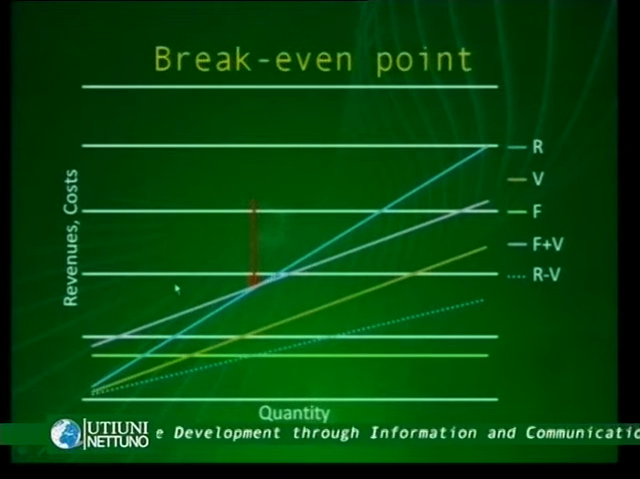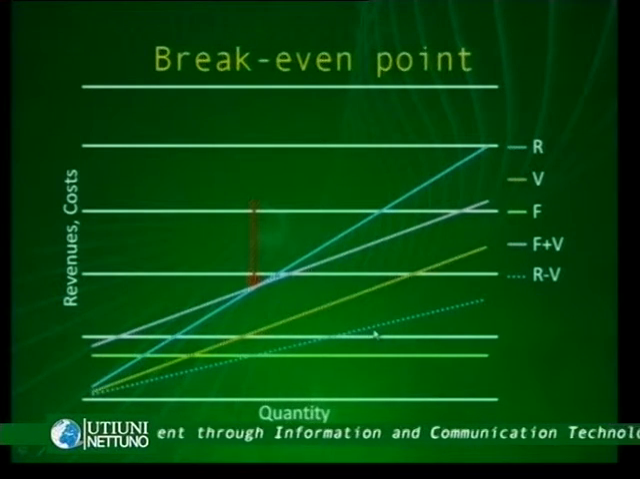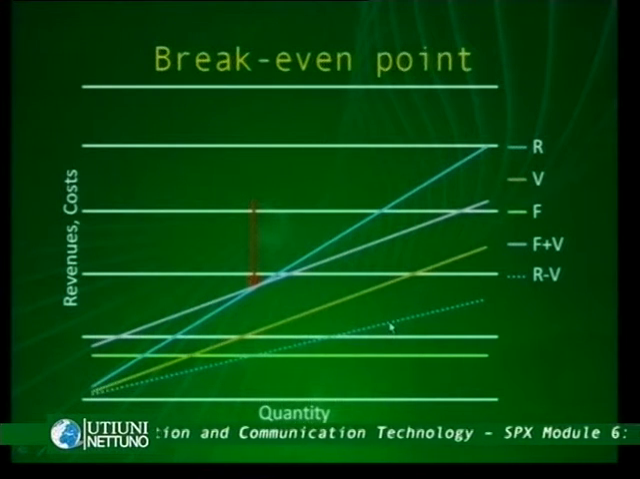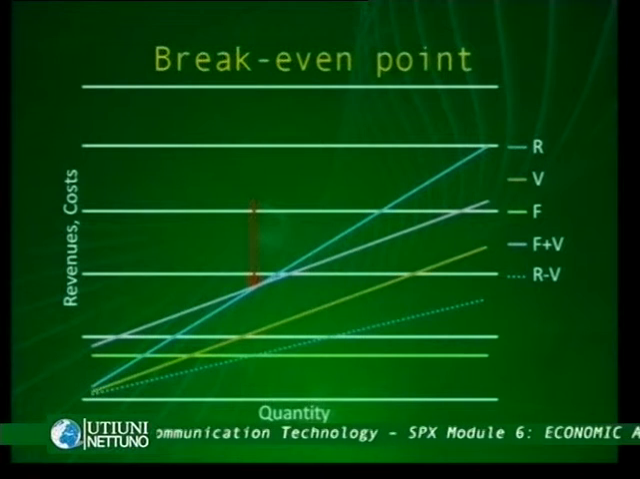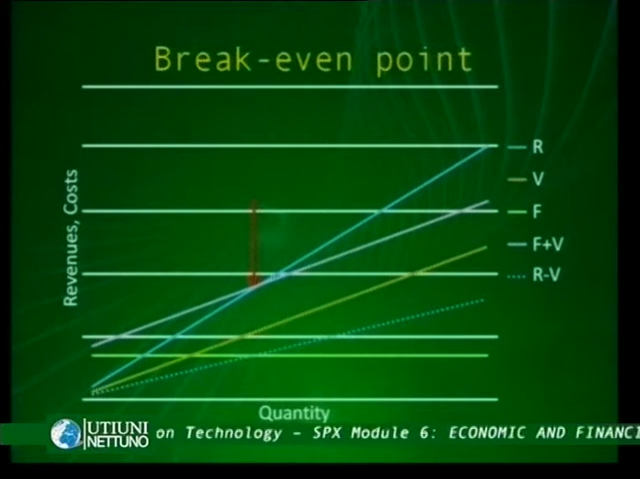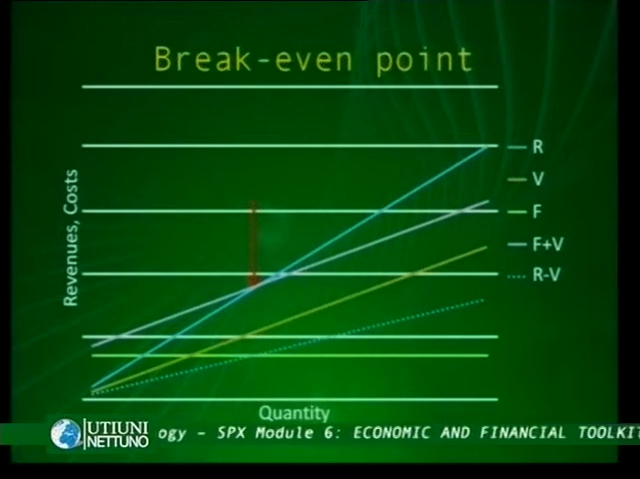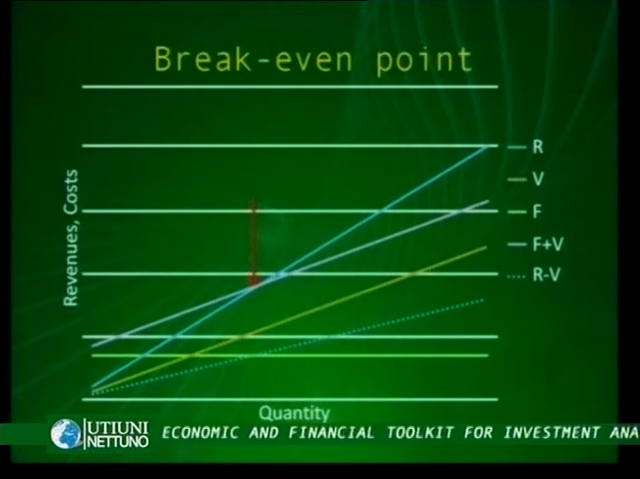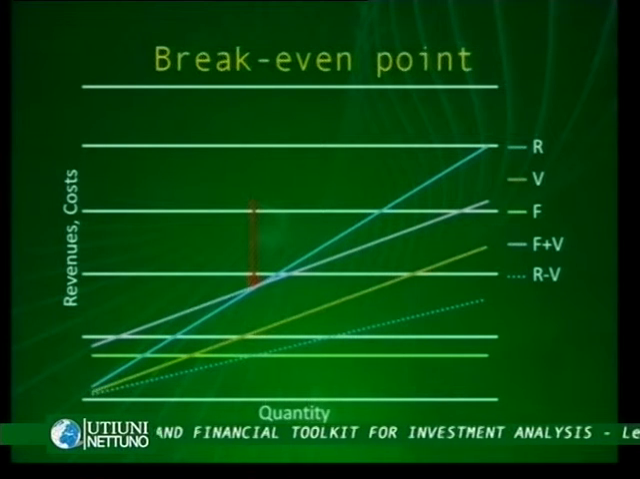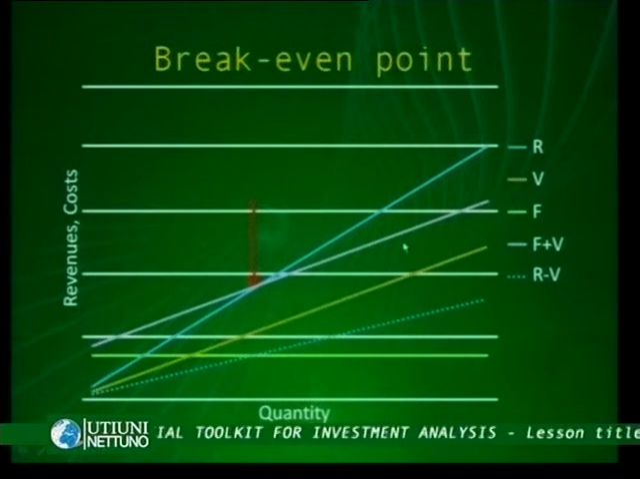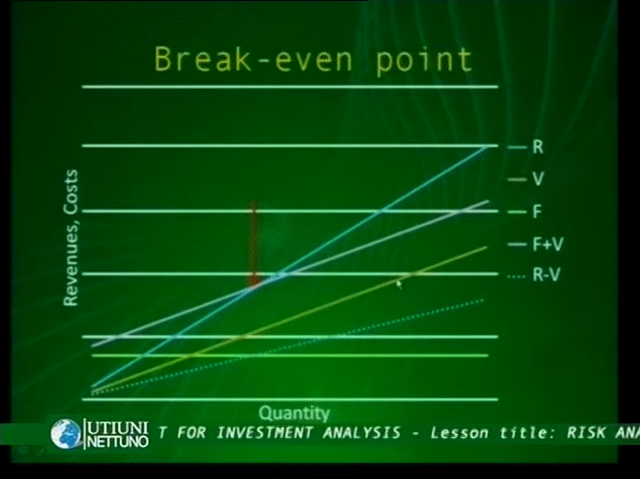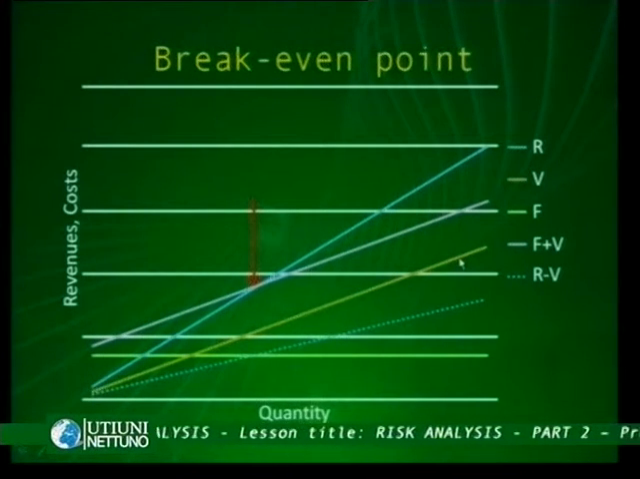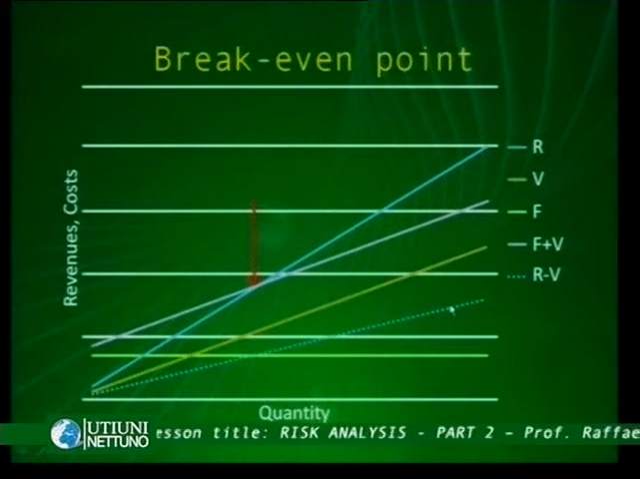Another piece of information that is useful is represented by this dashed line in blue, which represents the difference between revenues and variable cost. So not revenues and total cost, but only revenues and variable costs. This difference, as you can see, is the difference between the blue line of revenues and the yellow line of variable costs. It's also defined as the contribution margin.